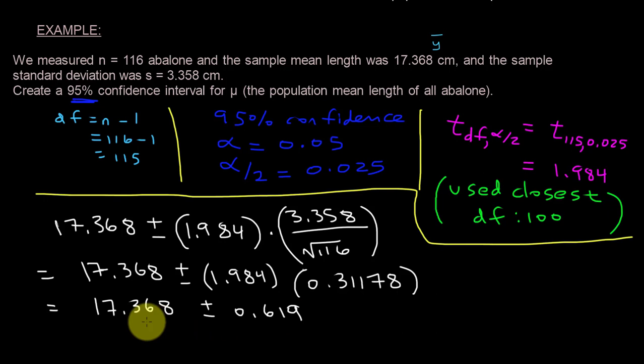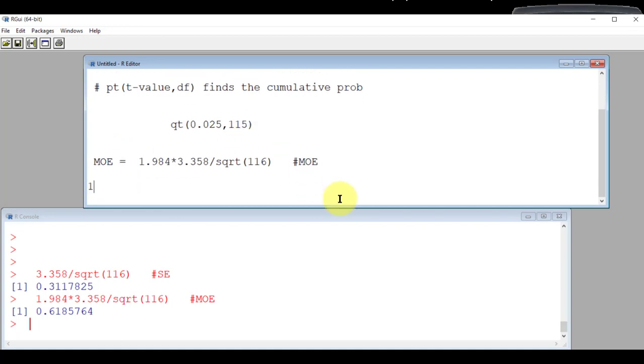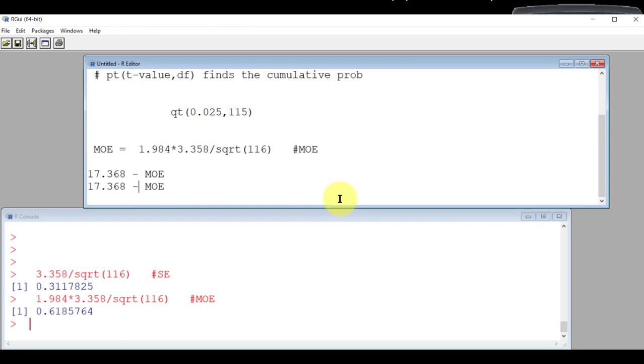Now that we have the point estimate, the sample mean, plus or minus the margin of error, we are ready to perform the last step of our calculation. This is going to get us the interval. This is actually more like 2 steps here, because we need to take the mean plus and minus this margin of error. And since I've got R here, I'm going to give this a name, margin of error. And I already know the mean was 17.368. And we do minus the margin of error, and then the mean plus the margin of error. And these are going to be the lower bound and upper bound of the confidence interval.